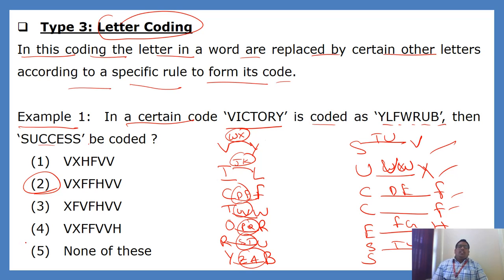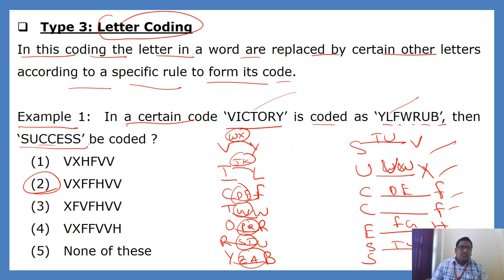So there is a two-letter jump. It need not follow this specific rule. It can go in increasing order like one-letter gap, two-letter gap, three-letter gap, or it can go in decreasing order as well. So based on the given question, you have to see what the logic is by comparing the given word and code word.